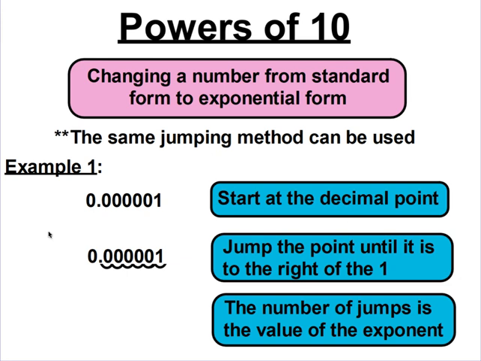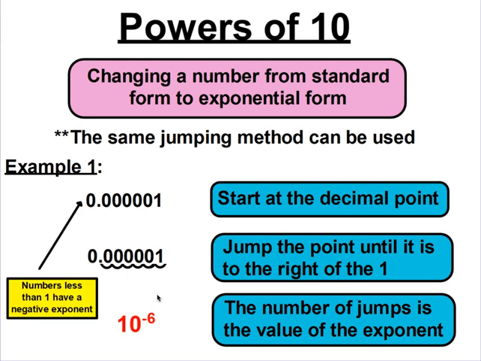So look at the number we started with. Is this number a really large number or a really small number? It's a really small number. So if the number that you start out with is less than 1, if it's a small number like that, the exponent's going to be negative. All right, so we start with a base 10. We did 6 jumps, and that 6 is negative because we started with a smaller number than 1.